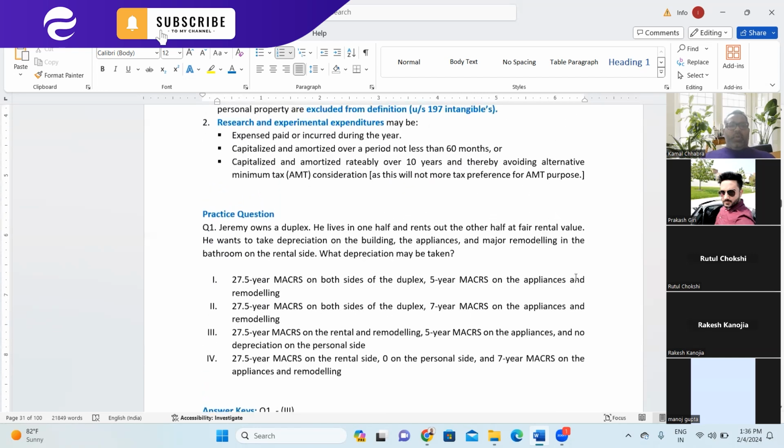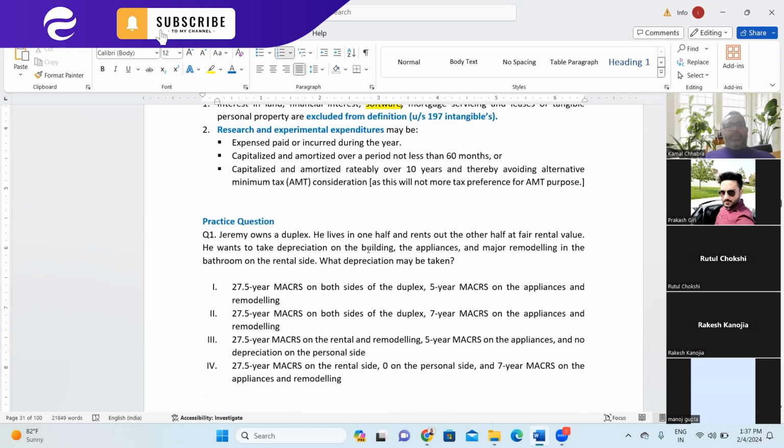So let's do a quick question over here. Jamie owns a duplex. He lives in one half and rents out the other half at a fair rental value. He wants to take depreciation on the building, appliances, and major remodeling in the bathroom of his rental side. What depreciation may be taken?